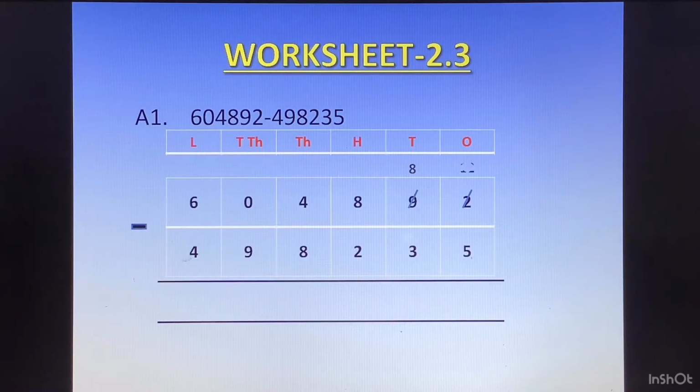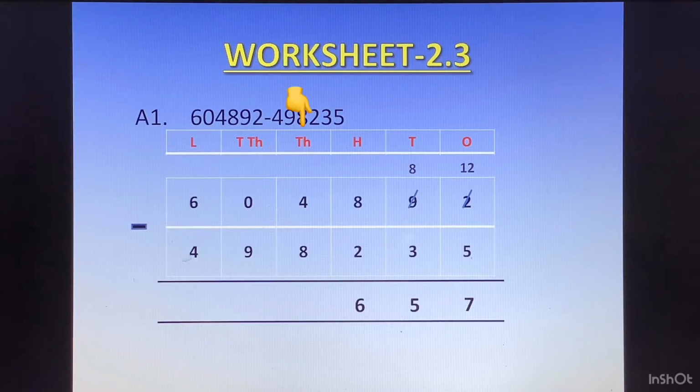Now why did we make it 12? Because when 1 from the tens column comes to the ones column, that 1 becomes 10 ones. And 10 ones plus 2 of the ones column make it 12. 12 minus 5 is 7. Then in the tens column, 8 minus 3 is 5. Next in the hundreds column we have 8 minus 2, which is 6.